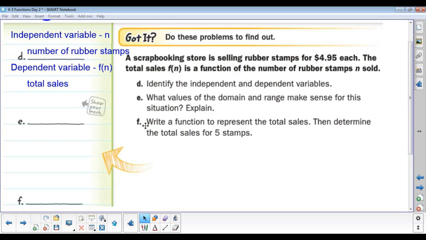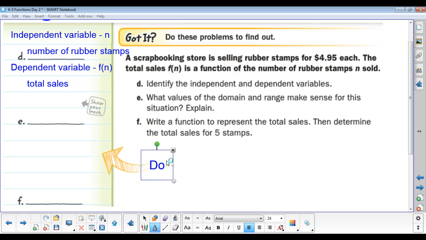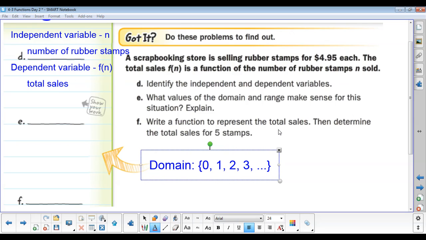The next thing they ask us is what kind of values we can expect for the domain and range. Now remember, the domain is the one that we pick, and that's our independent variable. So for my domain, let's imagine the types of numbers we might have. They're rubber stamps, so I'm not going to be able to have half of it or a third of it or a piece of it. It's only going to be whole numbers. So just like last time, we're going to have 0, 1, 2, 3, and so on and so forth.